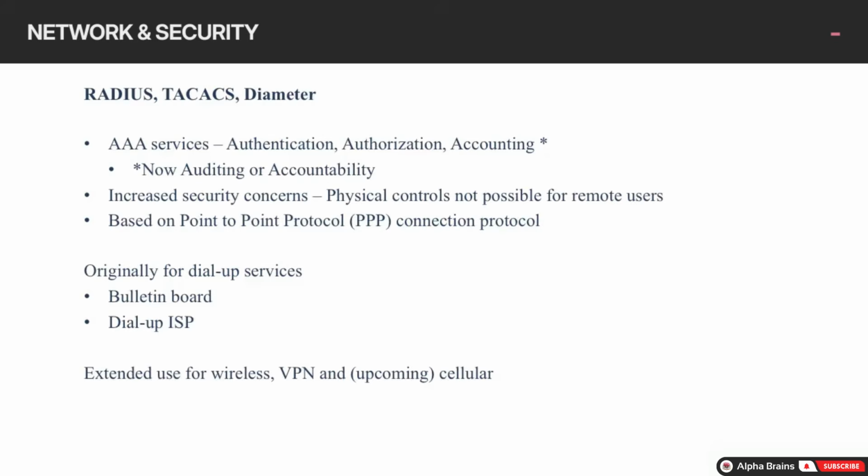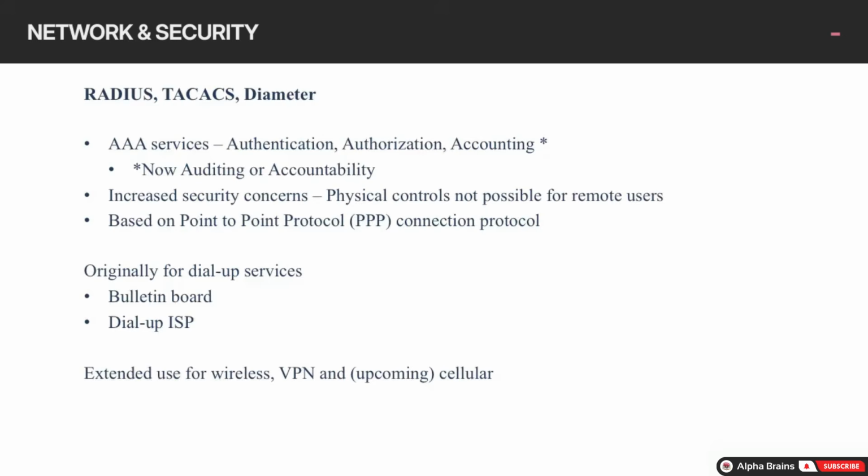Now, these authentication services are referred to as AAA services. They include authentication, authorization, and accounting. But today, we don't need the accounting part of it. Today, we need auditing or accountability. So we do logging of the actions that these users who have authenticated and have been authorized are performing. What exactly did that guy do? I want a record of it, just in case there was something bad or some mistake occurred.